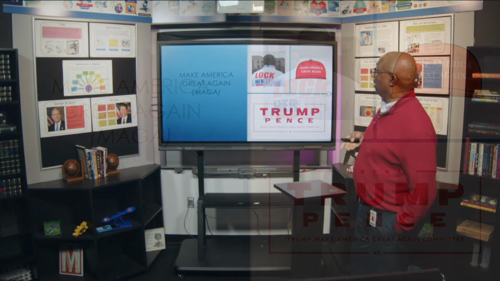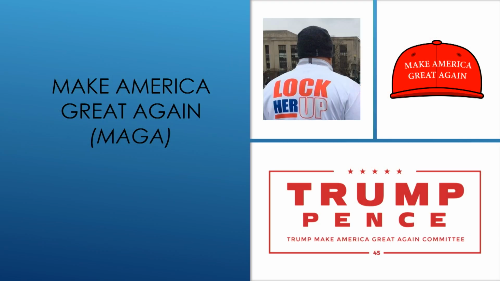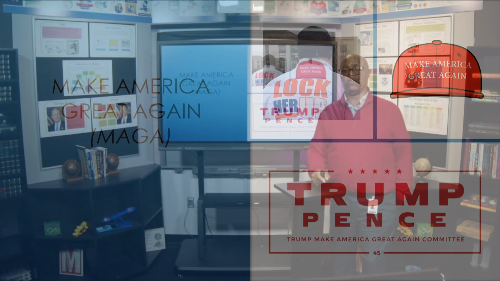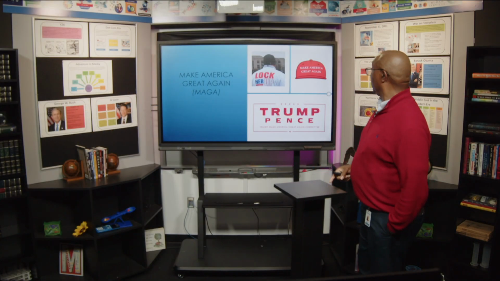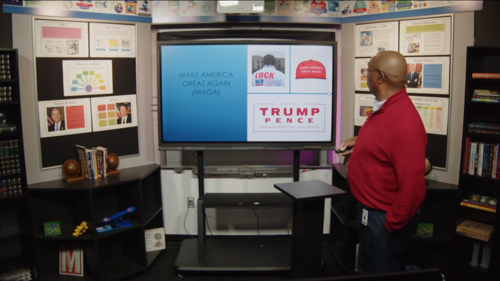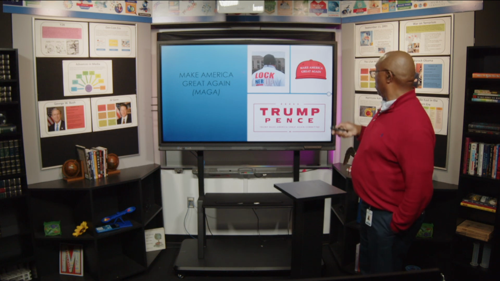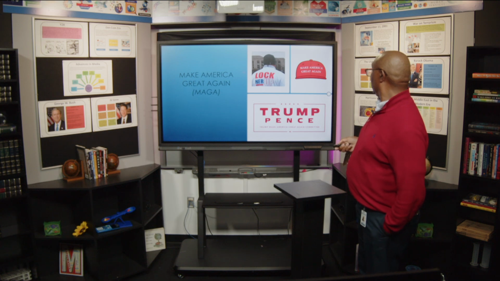Here on the left, you see a man, of course, with a lock her up shirt, for Hillary Clinton and Make America Great. The signature of the Trump administration is a red trucker hat, of course, with Making America Great, and then the Trump Pence sticker, Trump Makes America Great Again Committee.